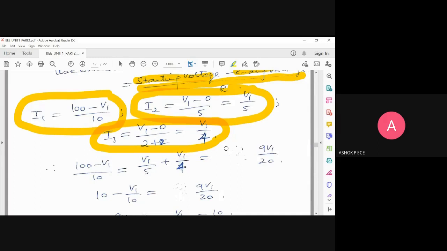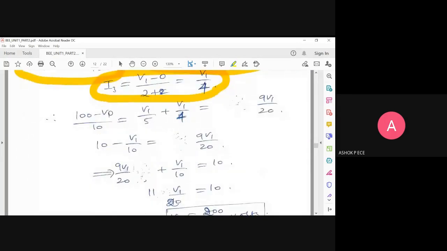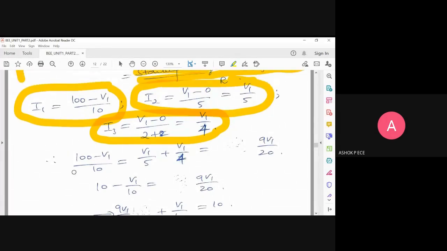Now, having known all the values of current, substitute them in the KCL equation which you wrote. So I1 equals I2 plus I3. See here, 100 minus V1 by 10 equals V1 by 5 plus V1 by 4. Please solve this and get me the answer for V1. I already solved it; please solve by yourself.